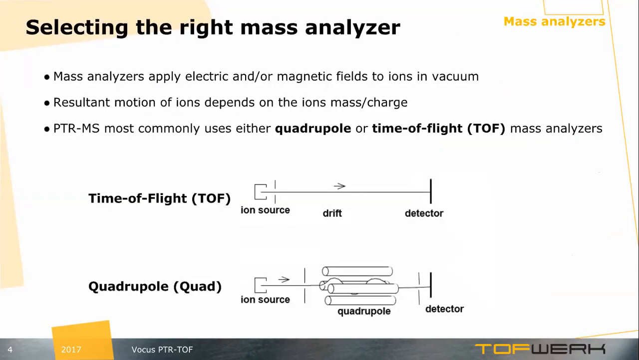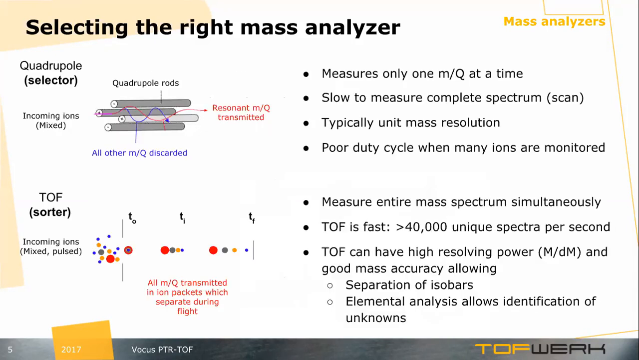The first thing, whenever you're going to make a measurement, is to select the right mass analyzer. Traditionally, PTR-MSs were originally developed with quadrupole mass spectrometers. And now more recently, and specifically with the Vocus, we use a time-of-flight mass analyzer. Let's look at a couple of important details of these different mass analyzers. You can think of a quadrupole as a selector. You can only measure one mass at a time because all other masses are discarded.